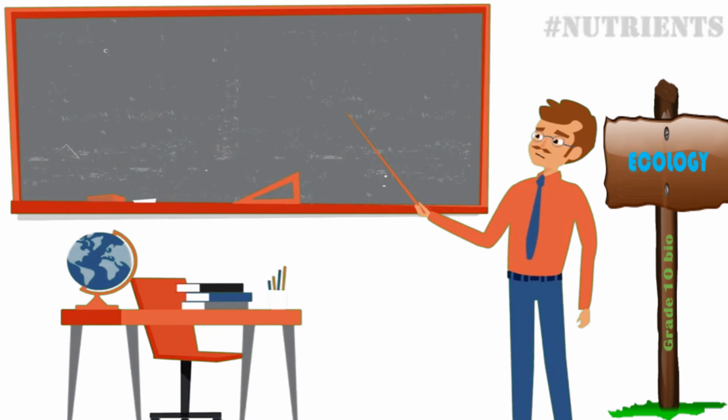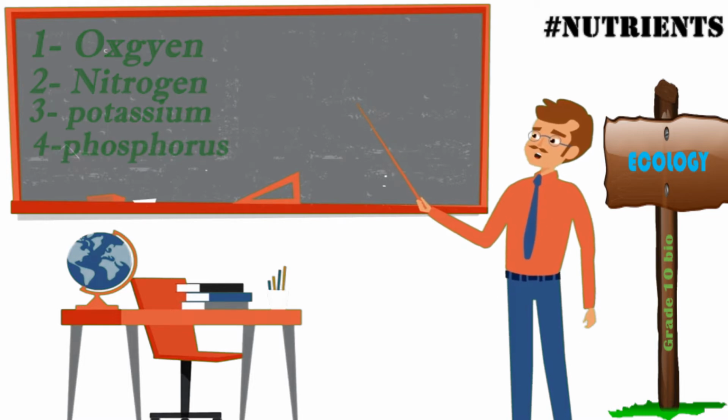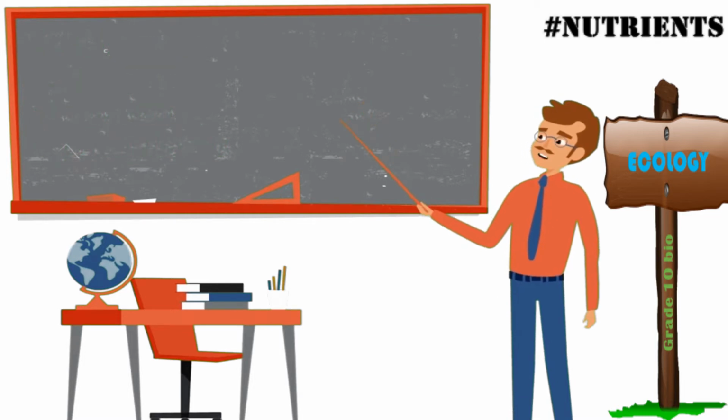For organisms to live, they need certain substances like oxygen, nitrogen, potassium, and phosphorus. The type and availability of these dissolved substances vary within and between bodies of water, greatly affecting the types of organisms that can survive there.